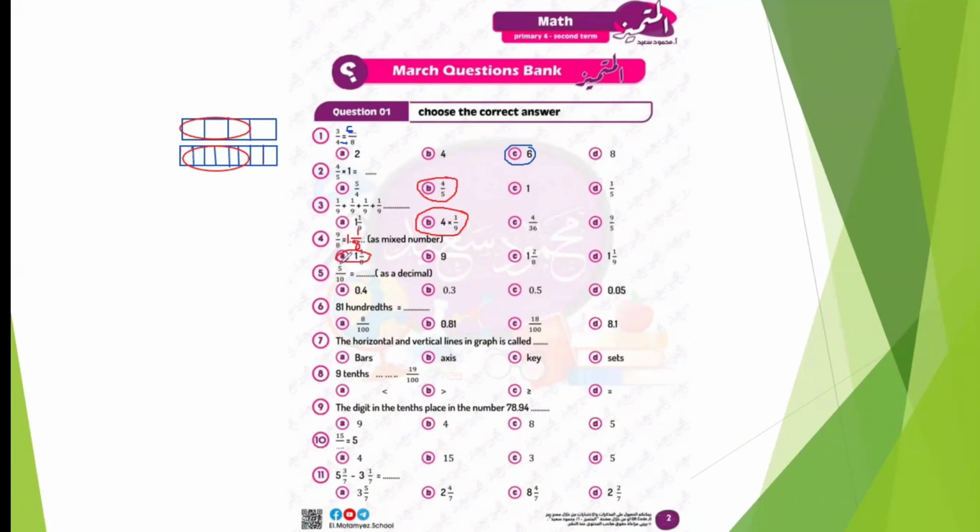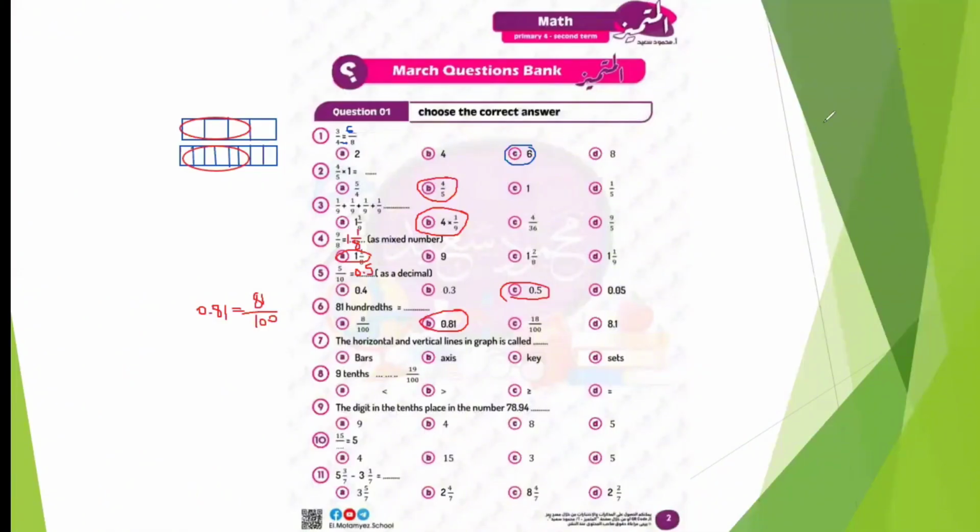5. How can I write 5 out of 10 as a decimal? 5 out of 10 will be 0.5. When I write it, I don't have a whole number, so I put 0. 5 out of 10 is 5/10, so it's 0.5. 81/100th means 81 out of 100, or it's equal to 0.81. I have 81/100th.